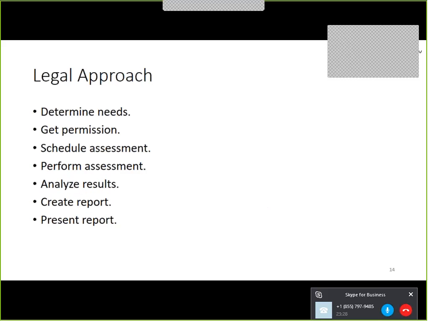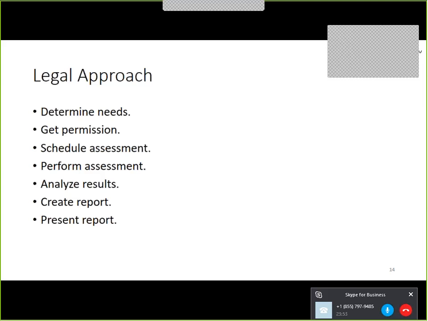So from a legal approach, there's certain things that you need to do, right? You need to determine the needs. You need to get permission. You need to schedule the assessment. In other words, they will give you a window of time that you're authorized to do things. Don't do things outside of that window of time, unless they authorize you to do that, right? You need to actually perform the assessment. Go about the scoping that you said and figure out what it is that you do.